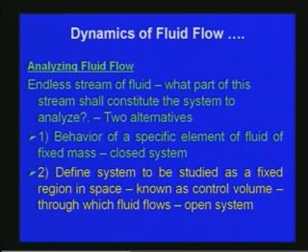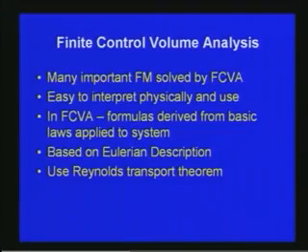So, we have seen two alternatives. One is the behavior of a specific element of fluid of fixed mass, so a closed system. So, there are two alternatives, the way of analyzing fluid flow. First one is the behavior of a specific element of fluid of fixed mass in a closed system, and then we can also do the analysis by defining a system as a fixed region in space known as control volume, through which a fluid flows, so that it is an open system. So, this we have seen, and now in our analysis we will be using this finite control volume analysis, as we have discussed in the last lecture.